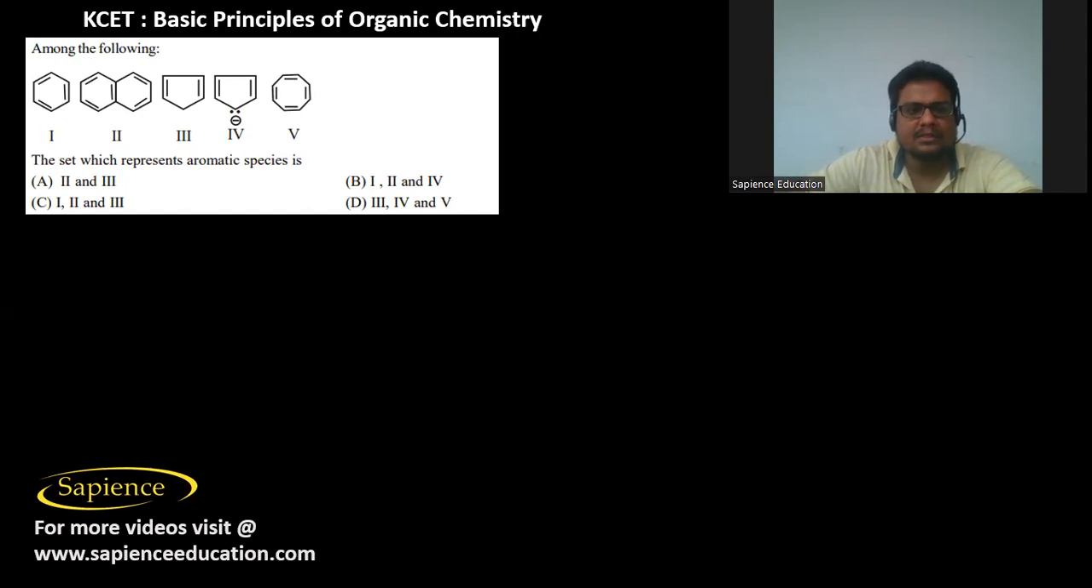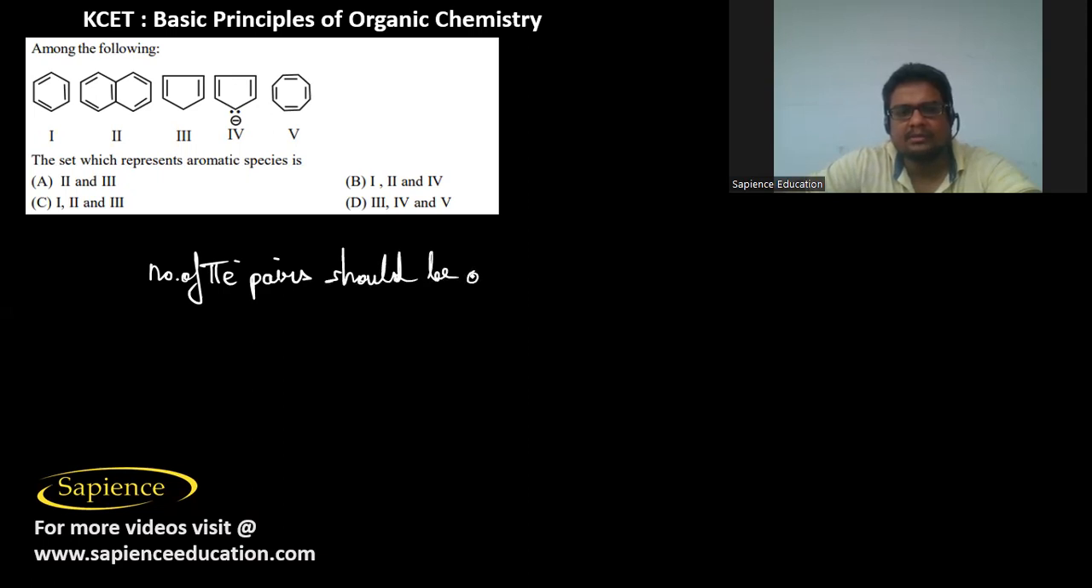Then here it is told: the set which represents aromatic species is. So in aromatic species, the rule is that it should contain an odd number of pi electron pairs. The number of pi electron pairs should be odd, which is called Huckel's rule for aromaticity.